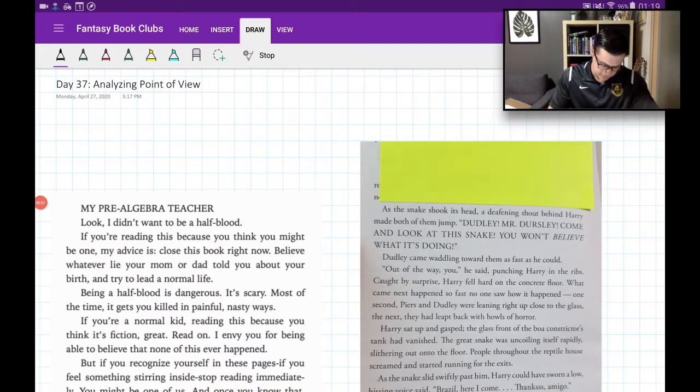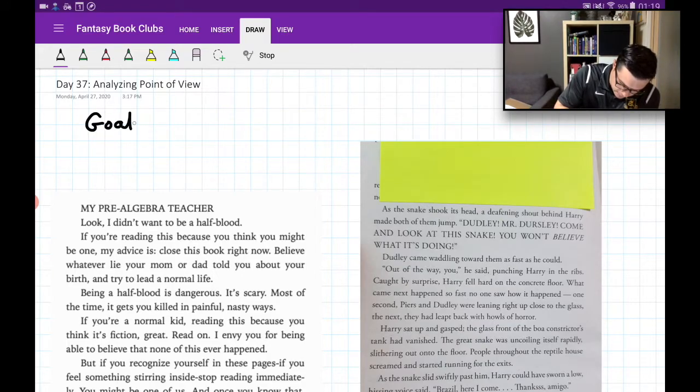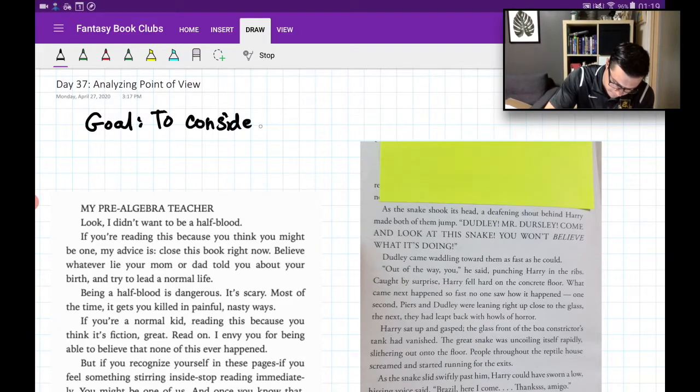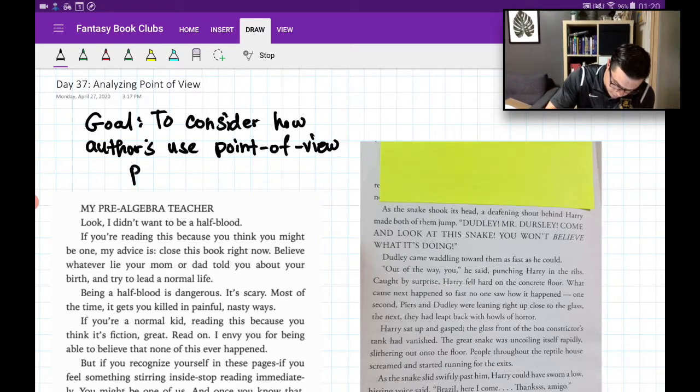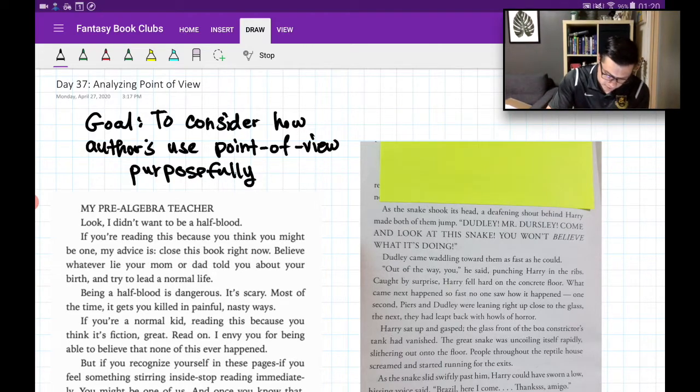Good morning, everyone. So today's goal is to think about how authors use point of view purposefully. So we're going to talk about what that means and how it works.